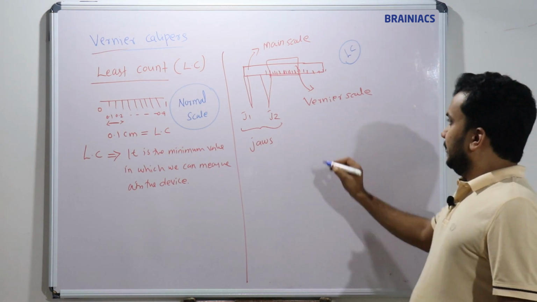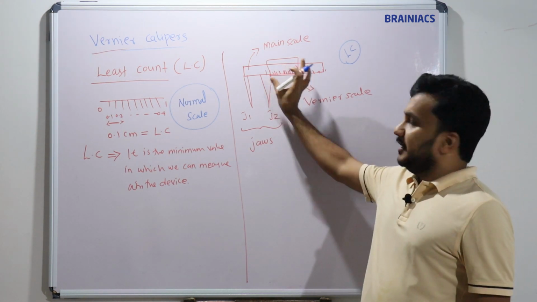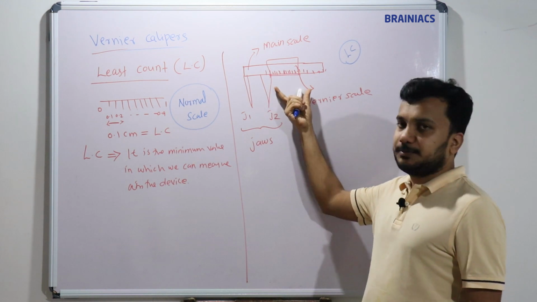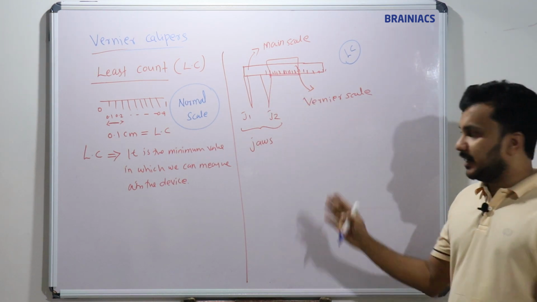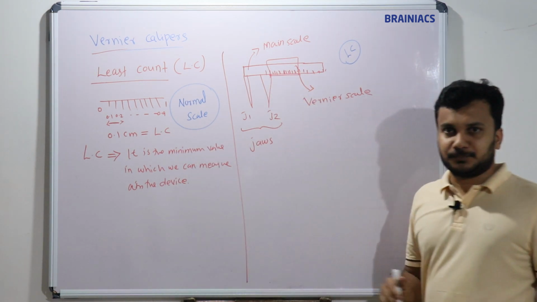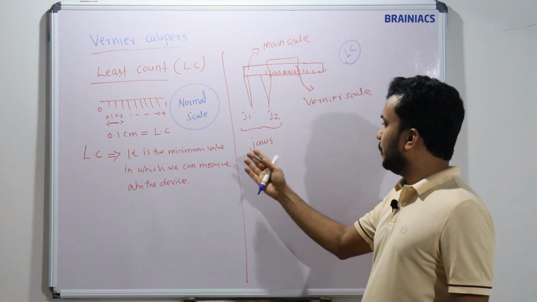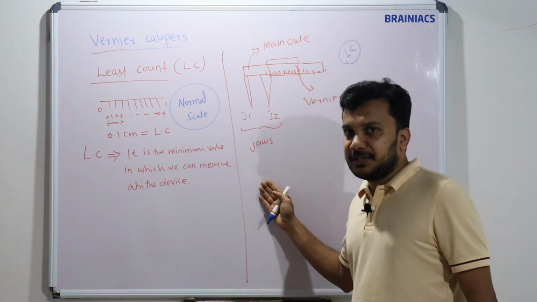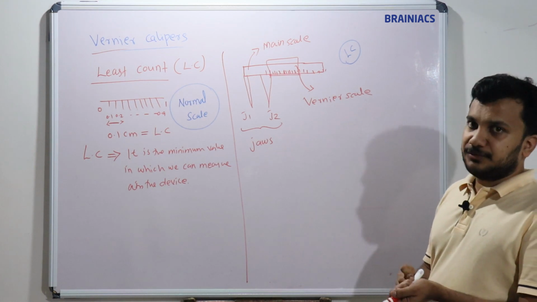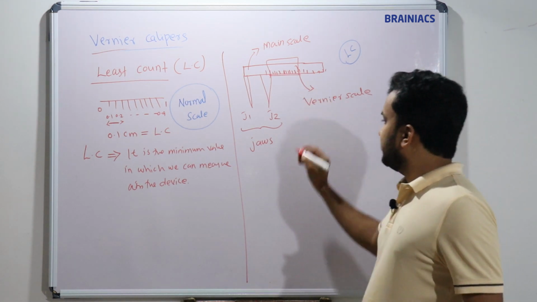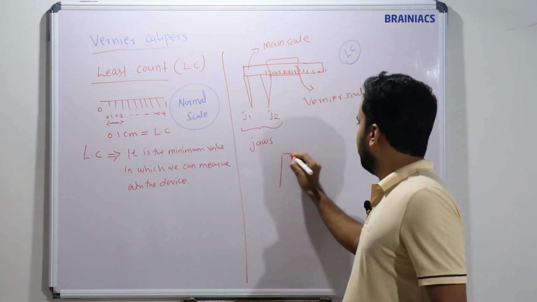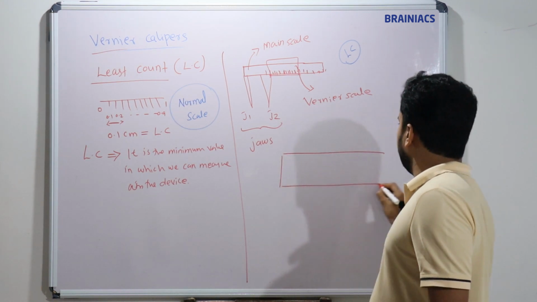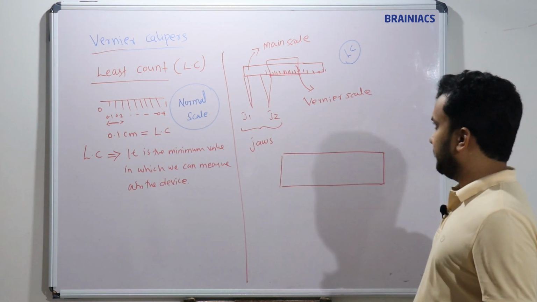So, listen very carefully, this piece of area I am taking and zooming out, and this area alone I am drawing here. Based on that we are going to see a few things. The main scale part alone I am drawing here in a bigger picture. So this is my main scale part.